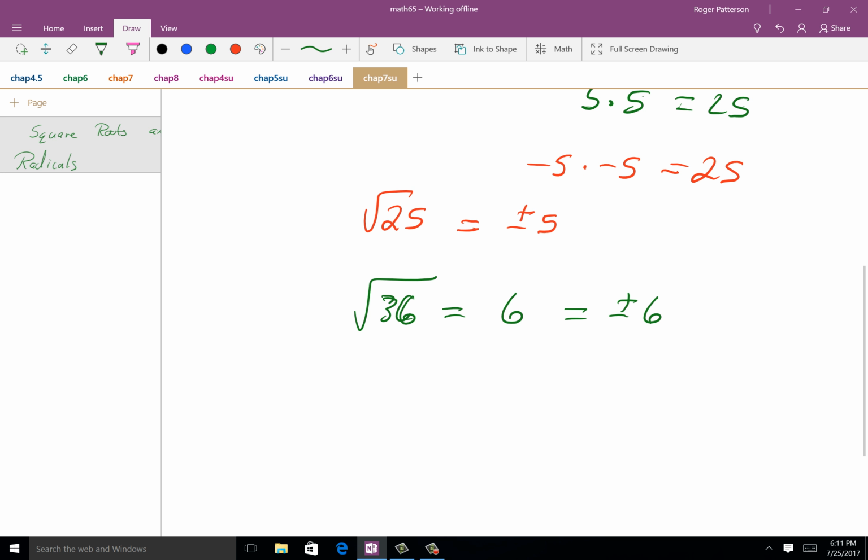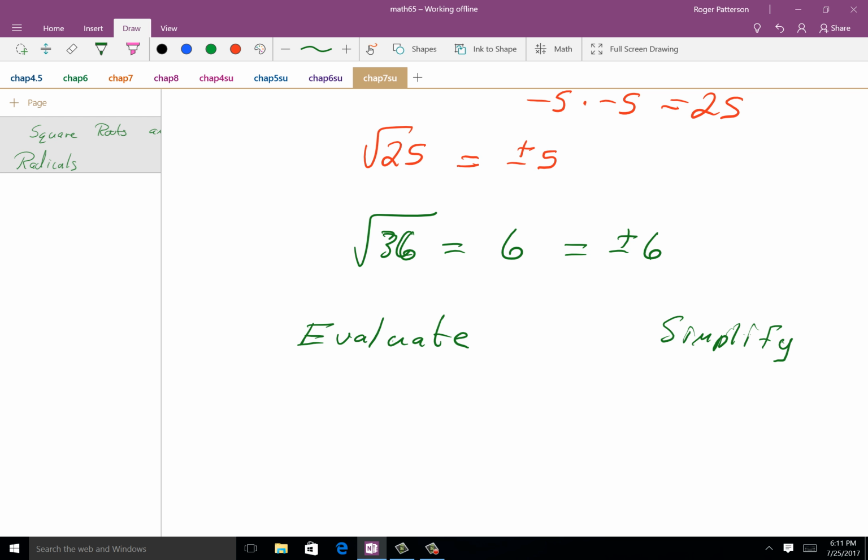So the big thing, and I noticed this kind of messed a couple people up in my Saturday class last spring, is the difference between evaluate and simplify in square roots. Evaluate means we're going to use some sort of a calculator, all right?